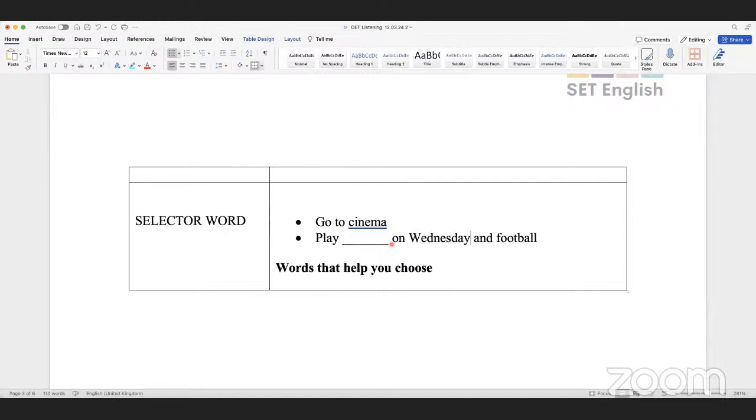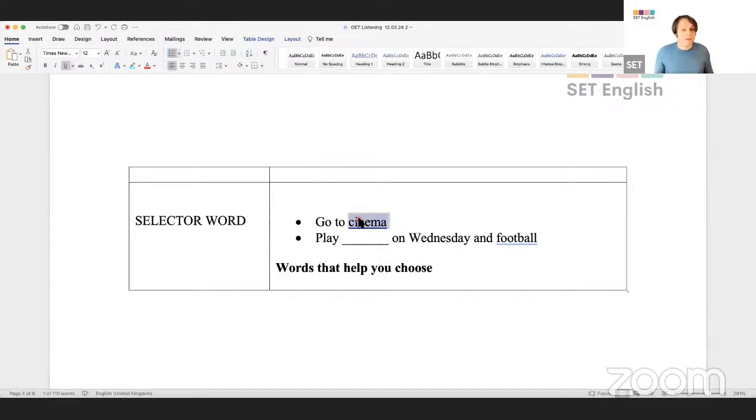Okay, yes, doctor, I love to go to the cinema with my partner and we watch lots of great movies. And then I play cricket and rugby, and also I love to play football. And as well as that, I play lacrosse on Wednesday.